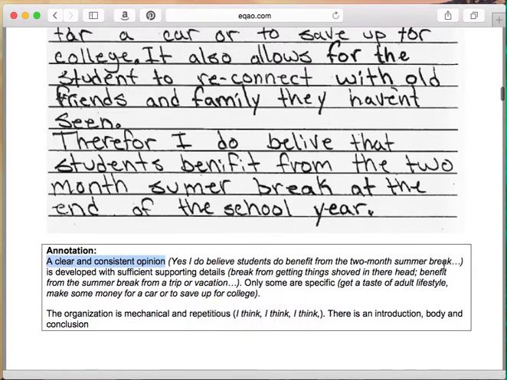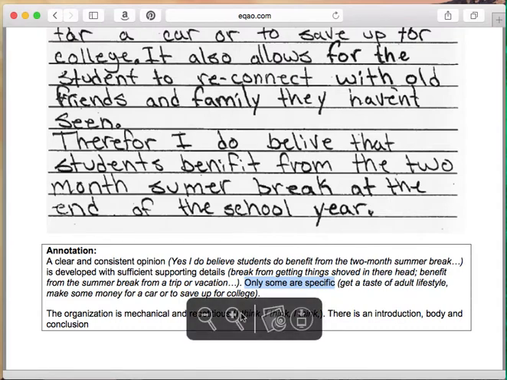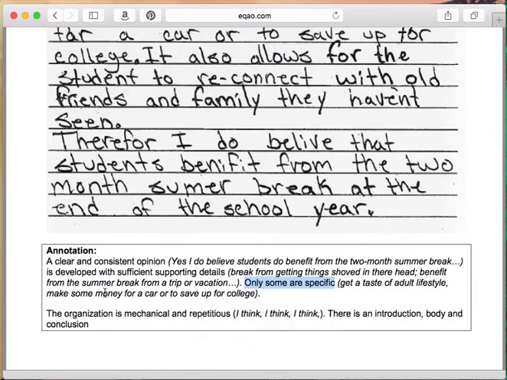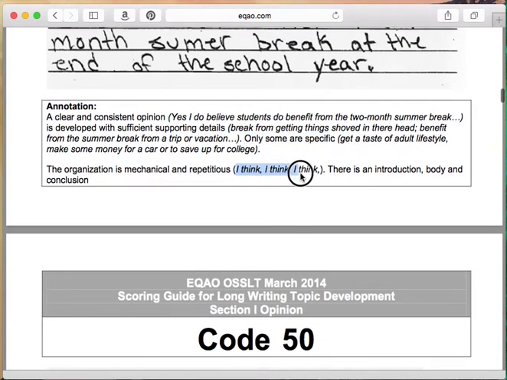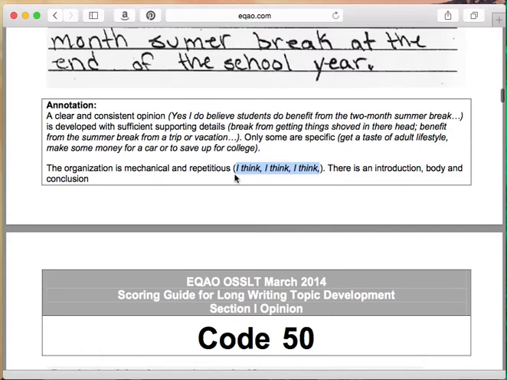There are specific details, but they say only some are specific. So it's kind of a toss-up whether they're using vague supporting details or if they do get specific. As far as organization goes, you can see here that it's a bit repetitious. This student continually says, I think, I think, I think. And there are more thoughtful transition words that could be used.